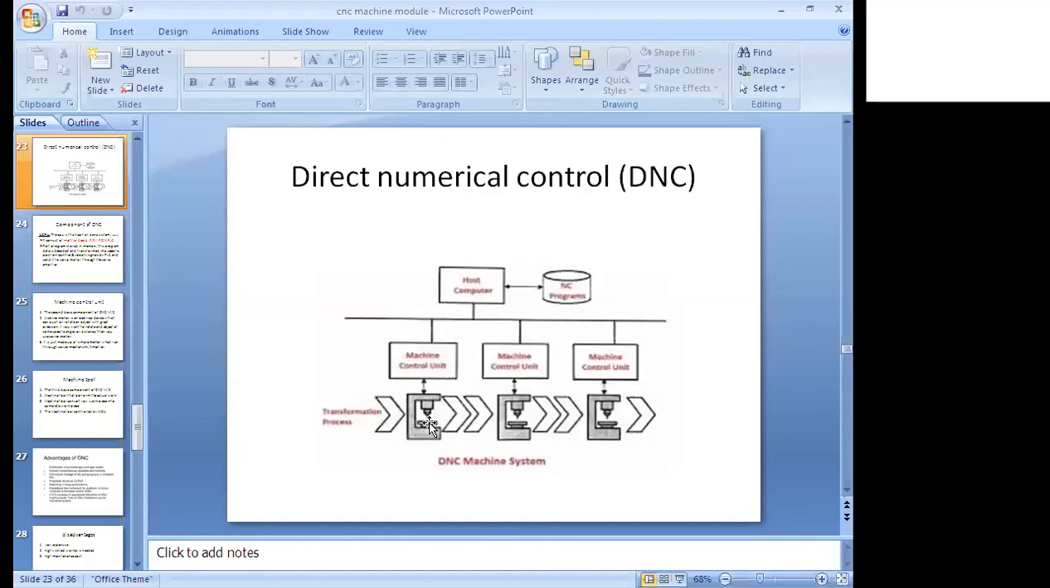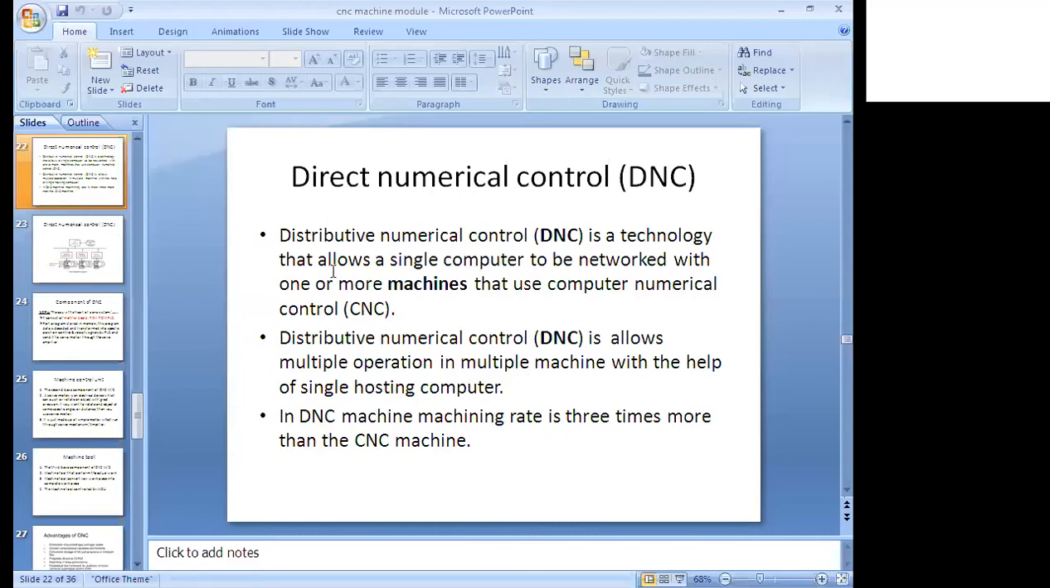Here, DNC is very important, because in CNC there is only one computer and only one CNC machine, but in DNC you can connect a number of machines, either numerical control or CNC, computer numerical control. Both options are possible in DNC. So this is a very important and big advantage over the CNC as well as the NC machine. That is what I am going to discuss today. DNC, we know what it is, yes or no?